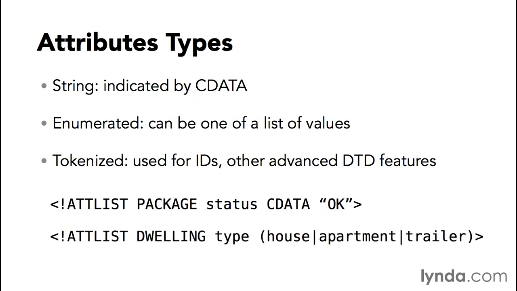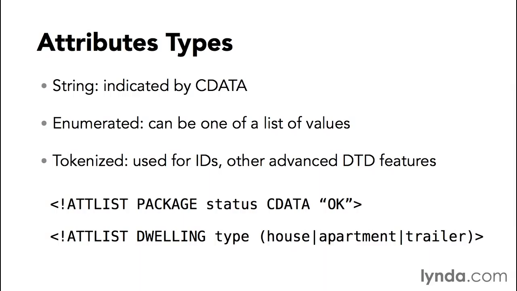And in this case, we're defining an attribute for a dwelling element. And the type can be one of the following inside the parentheses separated by those vertical bar characters. That's pretty similar to how you define a choice type of element declaration. So in this case, the type attribute for the dwelling element can be either house or apartment or trailer. It can't be mobile home or condo. Those would result in an invalid attribute.